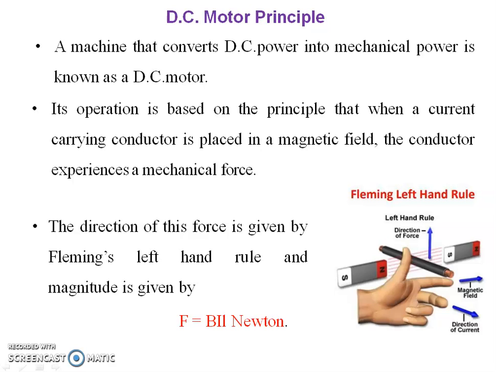All of you know Fleming's left-hand rule states that when we stretch the first three fingers of our left hand mutually perpendicular to each other, then the forefinger represents the direction of magnetic field, the middle finger represents the direction of current, and the thumb represents the direction of force. The magnitude of this force is given by F equal to BIL Newton, where B is the magnetic flux density, I is the current through the conductor, and L is the length of the conductor.